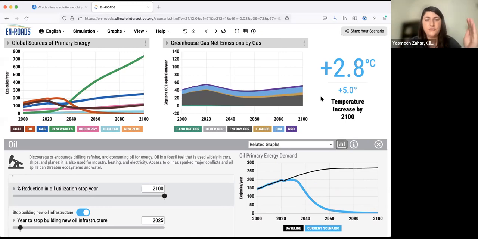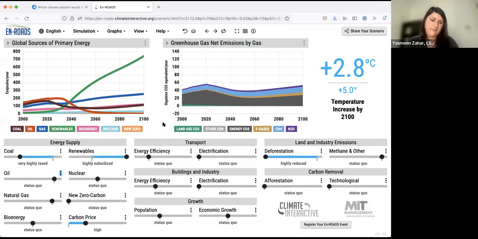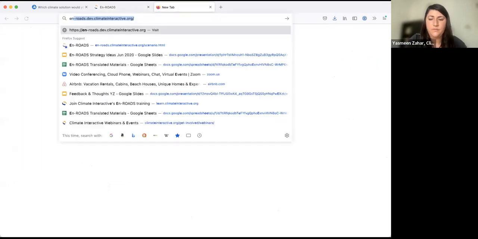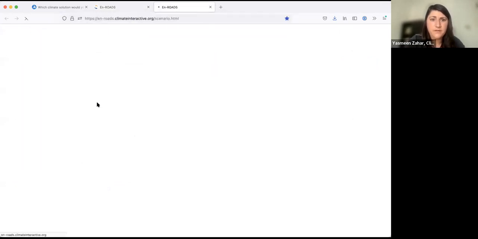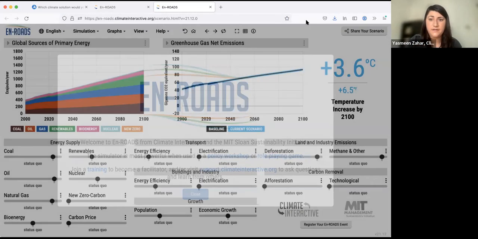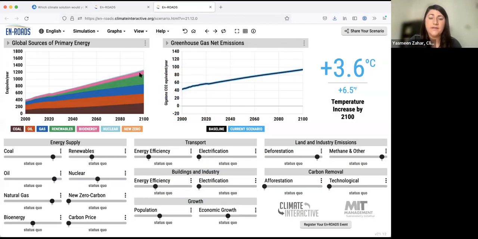But we see that huge replacement of oil with renewable energy. A couple more times. Because of all of the different policies that we have already implemented, renewables take off. If we were starting from a baseline scenario, the impact would be much different.